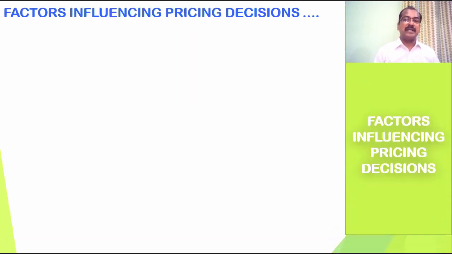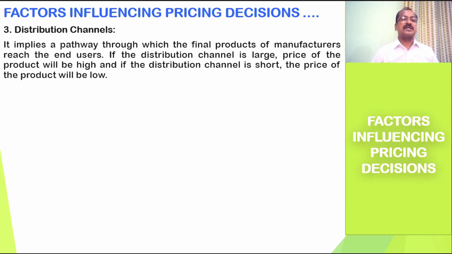The third point here is distribution channels. It implies a pathway through which the final products of manufacturers reach the end users. If the distribution channel is large or wider, price of the product will also be high, and if the distribution channel is short, the price of the product will be low.